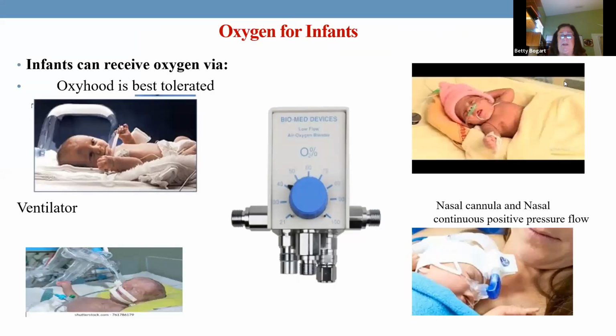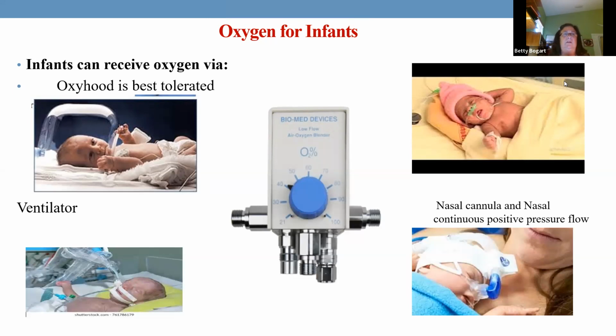Now, children need oxygen for many different reasons. You know, they've got pneumonias and they're not oxygenating well, or they're cardiac and they're not oxygenating well. So if I needed to give oxygen to a little itsy bitsy baby, what would the child best tolerate? It's that little oxy hood. And if you notice, it's clear and they can look around and they still can put their hands underneath and suck on their fingers and have a pacifier.